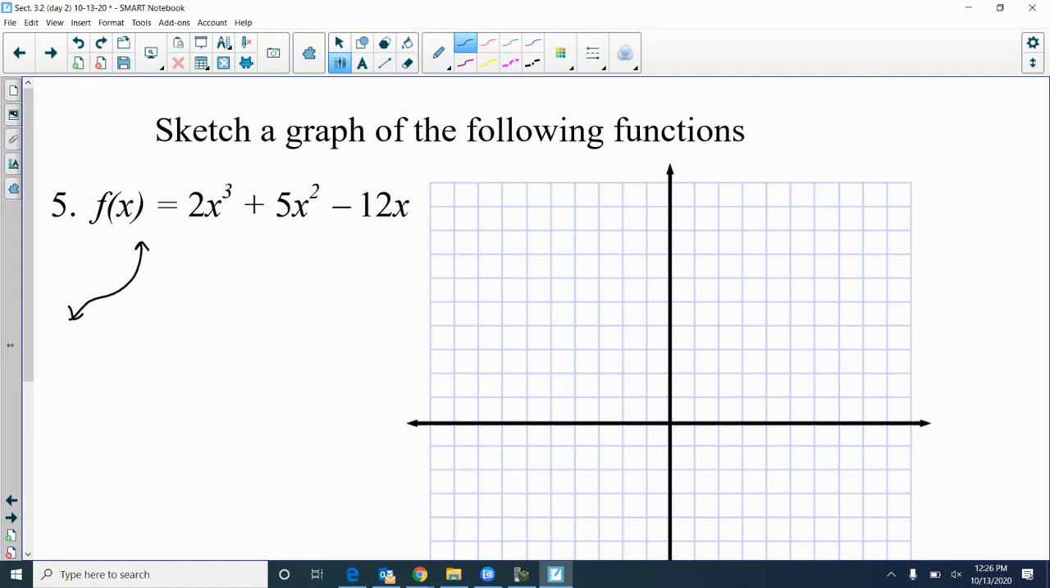Well, it's going to get a little bit harder as we move further. But right now, this one isn't too bad because it has a GCF. What's your GCF for this one? It has an x. Factor out the x. So you do that now. So f of x equals x times 2x squared plus 5x minus 12. That factors again. Go ahead and see what you come up with when you factor it.